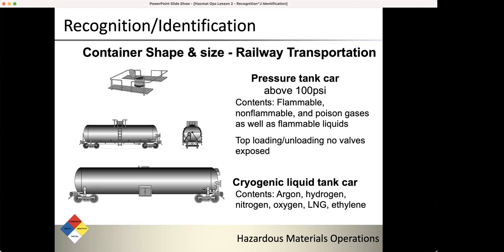Now you have a pressure tank car, above 100 psi. It's going to have a single top loading and unloading valve system, all contained in this one area here. There are not multiple fittings. That's the key. There are multiple fittings inside here, but inside this shield, which is really there to protect the valving, there's only one area. You have a cryogenic liquid tank car. It's going to have a control box on the side and the bottom of the rail car.